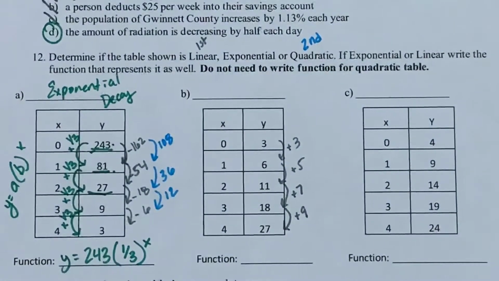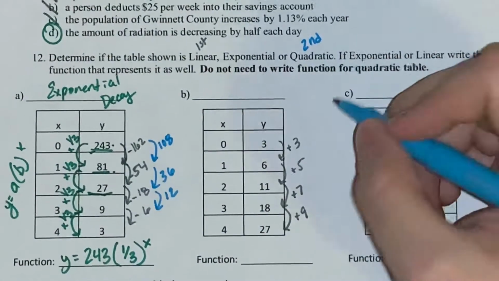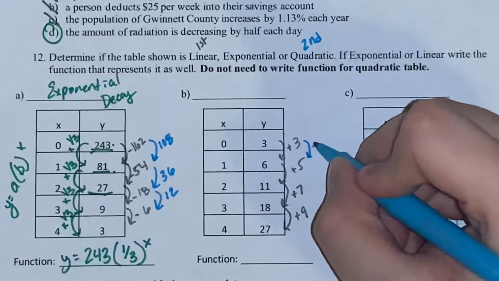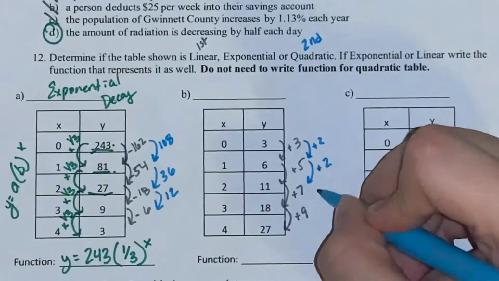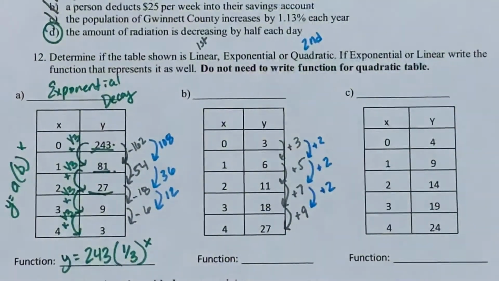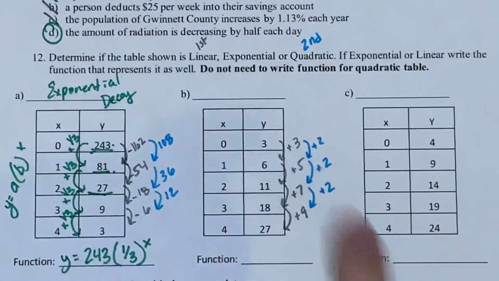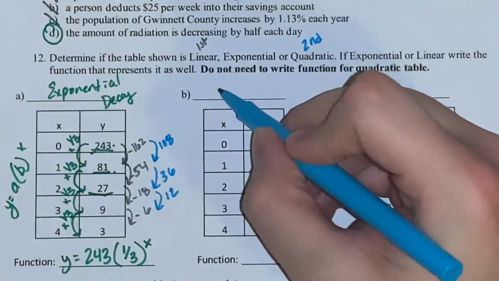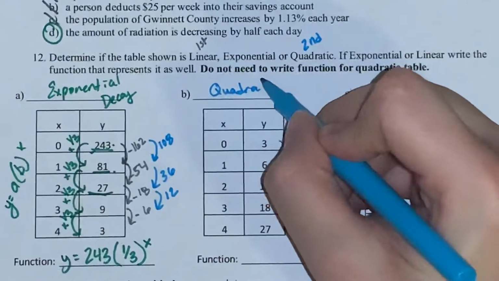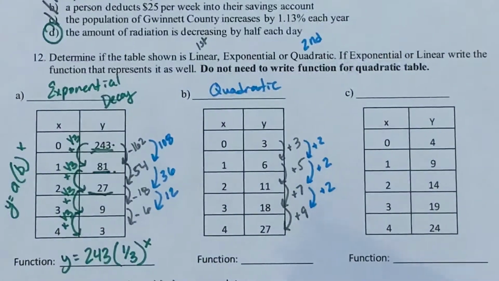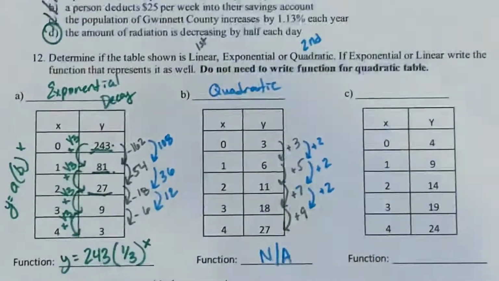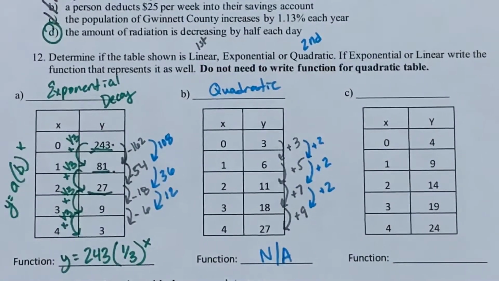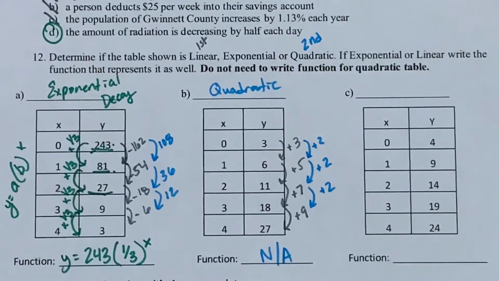So the first differences are not the same, so it is not going to be linear. Next I'm going to check for quadratics. This is +2, +2, and +2. So here I have the same second differences, and the same second differences indicates that this is going to be a quadratic function. And remember, you don't have to write a function for quadratics, mostly because it's way too complex. Oh, not difficult, but convoluted, and you don't need to know it for your test, so we're not going to make you do it for your review.